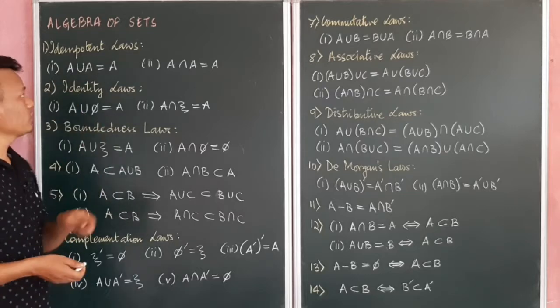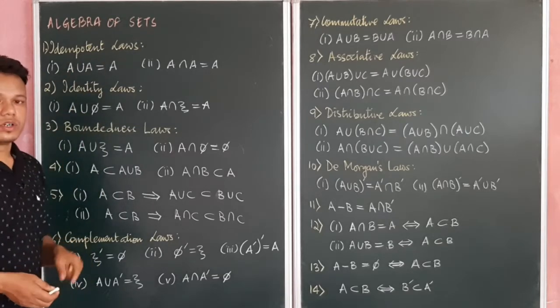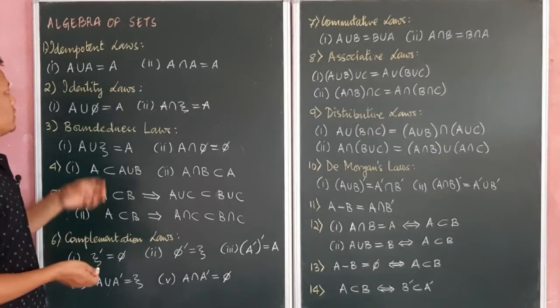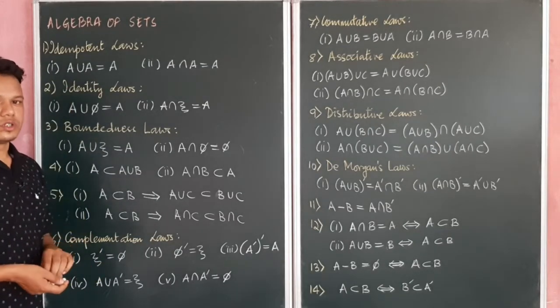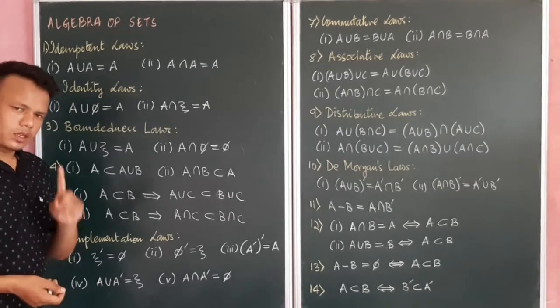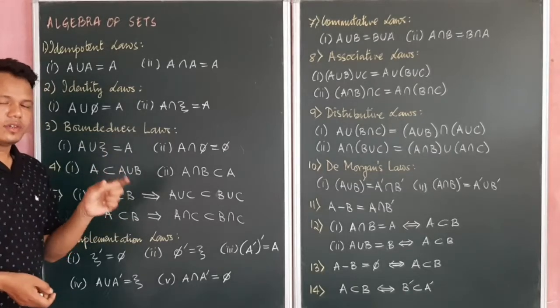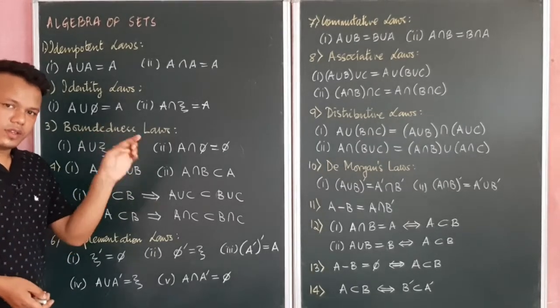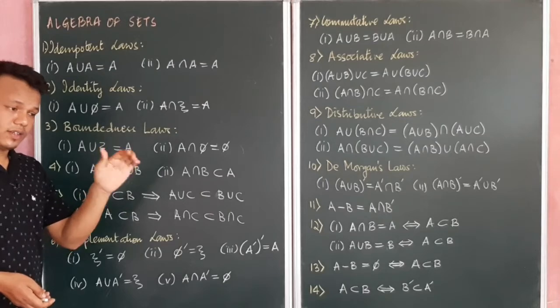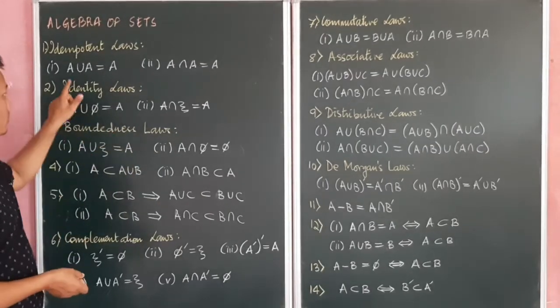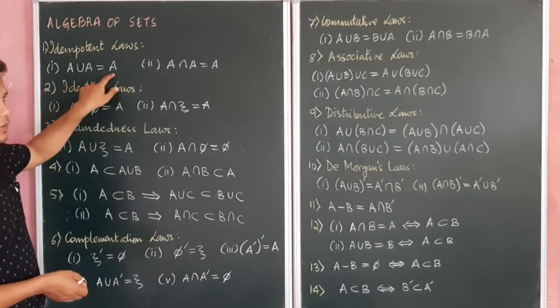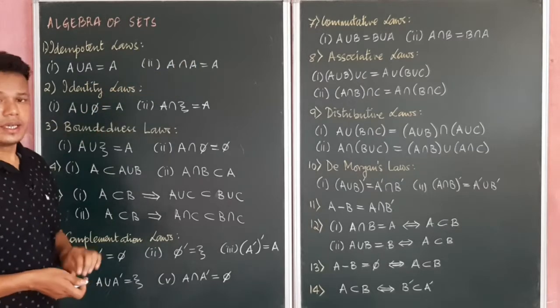The first one is called the Idempotent Law, and in this we take one set, for example A, and we take the union of that set with itself and the intersection of that set with itself. So A union A will be A itself and A intersection A will be A itself.